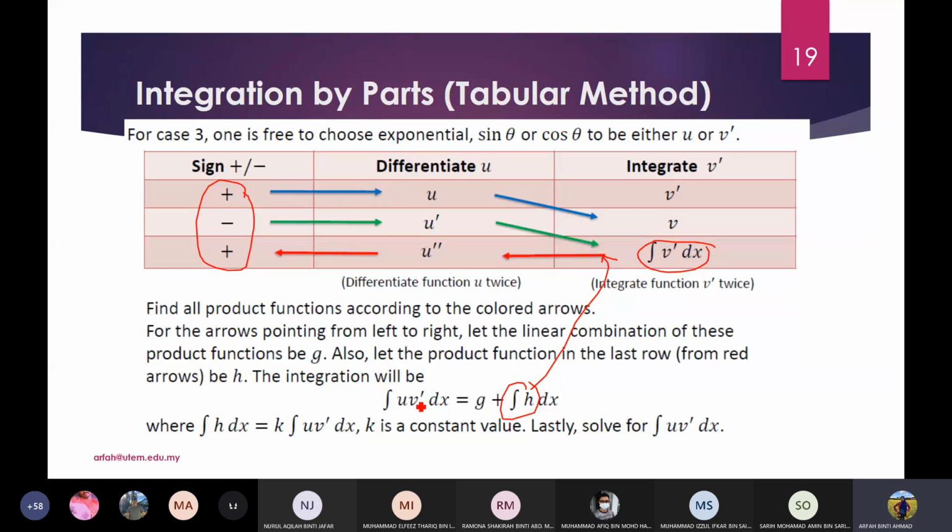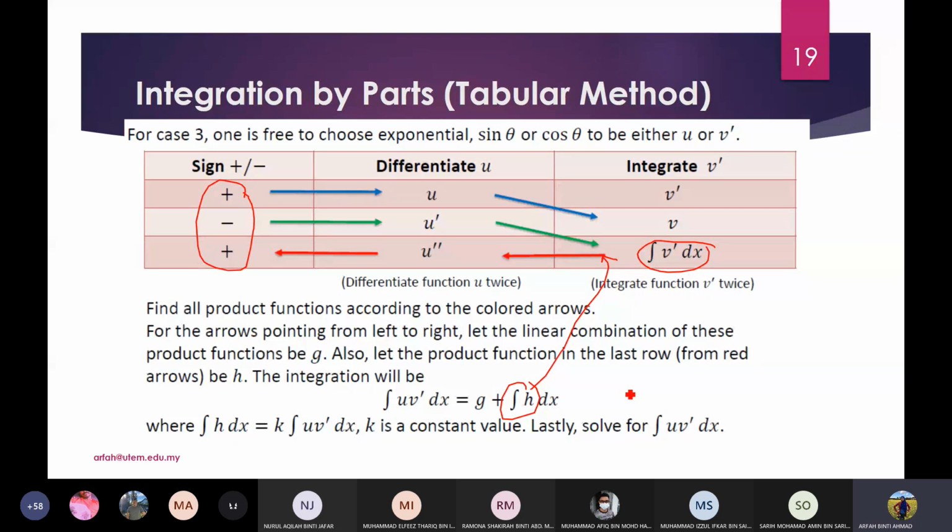Okay. So the integration will be integration of U V prime dx equal to G plus integration of H dx, where integration of H dx will be equal to K multiply with integration of U V prime dx, and K is a constant value, and then we will solve for the integration of U V prime, meaning that you will get the integration finally on the left side and the right hand side. So we will combine both and then we will solve for the integration that we are interested at the first place, and then you are going to have the K, a constant there. So tak faham kan?